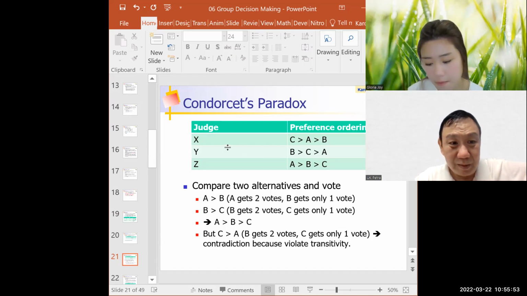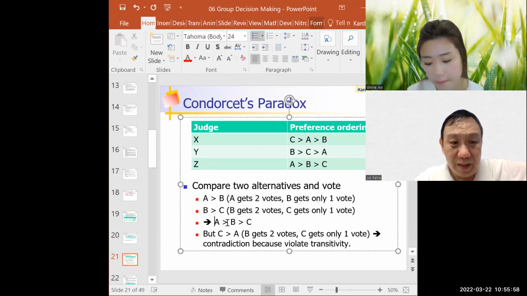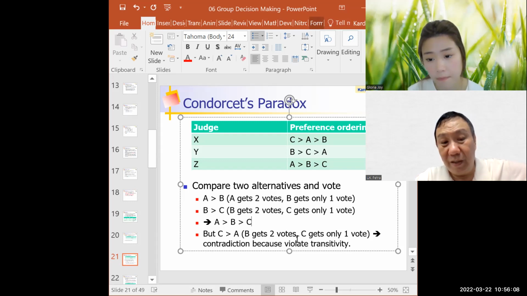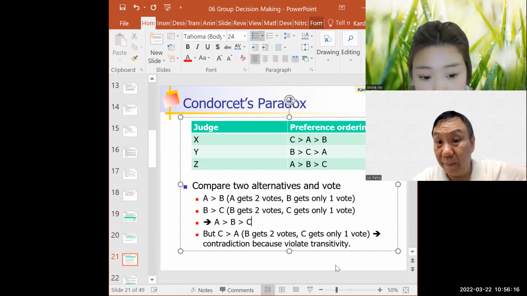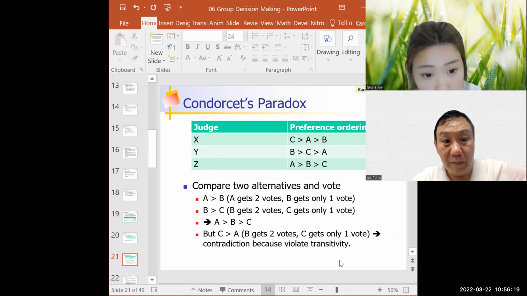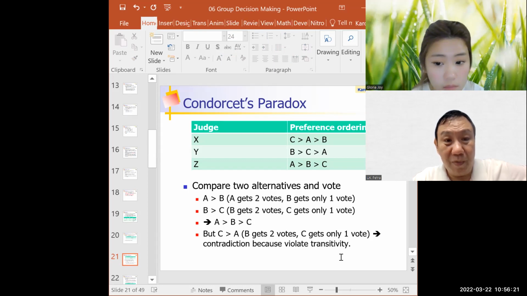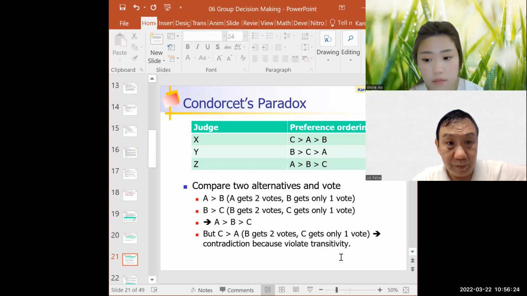Remember? If you compare the two alternatives, A is larger than B, B is larger than C, but C is larger than A. So this is a contradiction. It's a violation of transitivity, an inconsistency of the order of the rank. This is what happens if we use the rank instead of value. Then you have an inconsistency in the order.